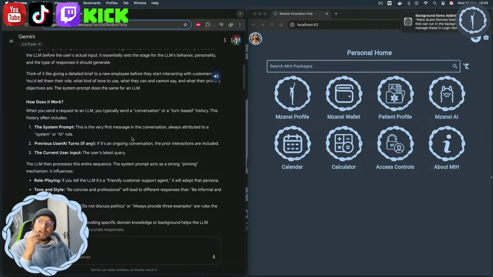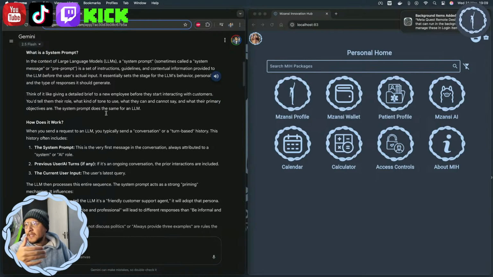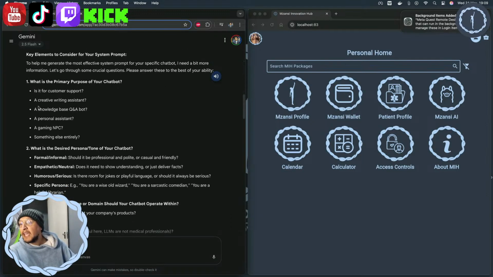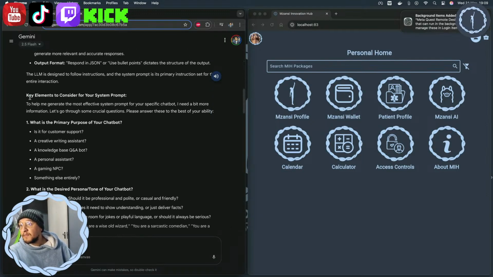I'll pause it over there. So basically, it's just telling you what a system prompt is. In most, if not all, of the large language models and AI chatbots out there, the developers will put a system prompt in the beginning of the chatbot. I'll show you what our prompt looks like, but it's basically telling the LLM how to act, how to behave in this conversation that it's about to have with you, right?